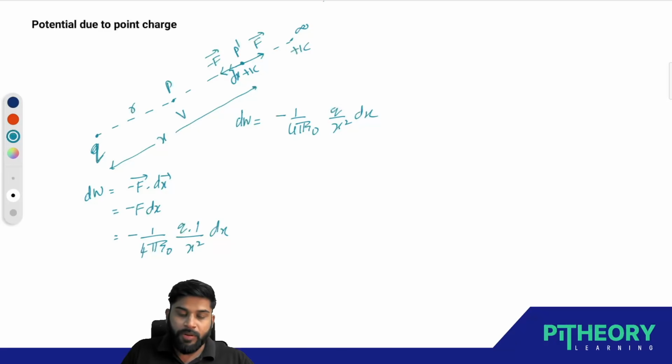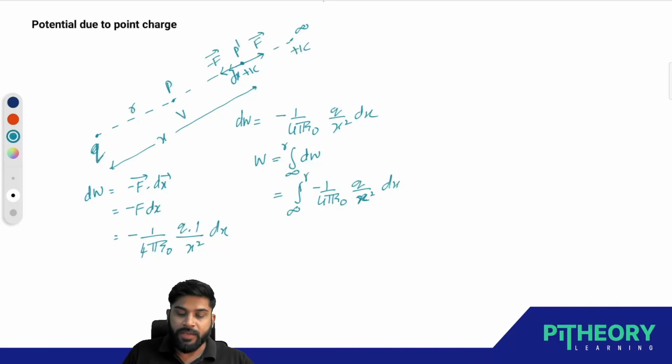So the total amount of work done, if you are moving it from infinity to the point P, how do you find the total amount of work? You integrate this small amount of work, correct? From where to where do you have to integrate? From infinity to r. So you integrate it from infinity to r, minus 1 by 4 pi epsilon 0 q divided by x square dx.